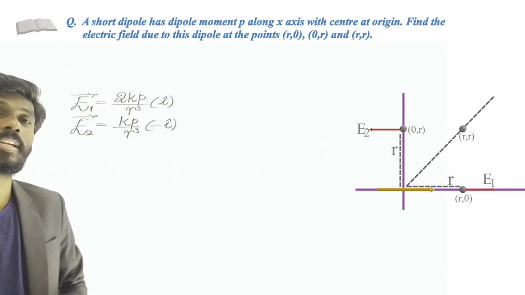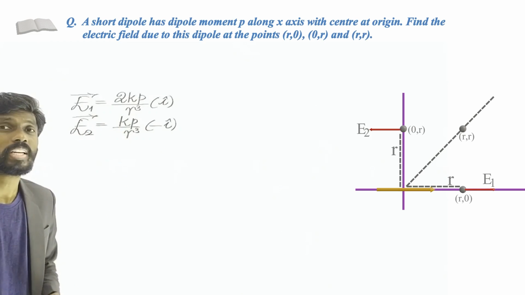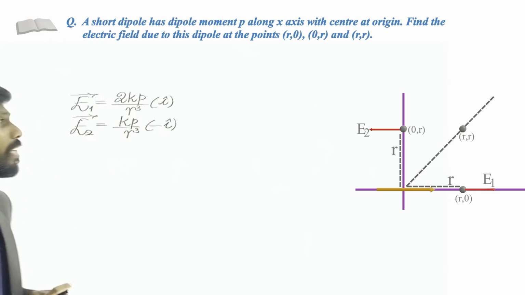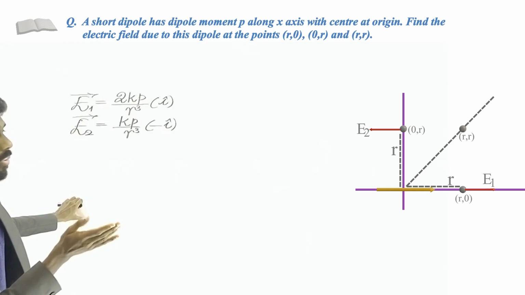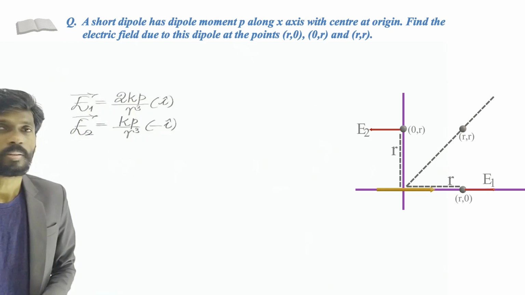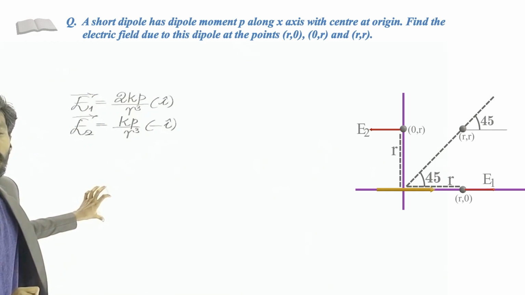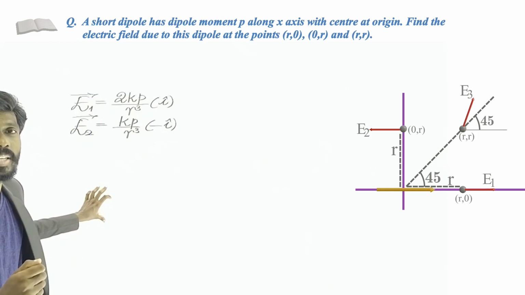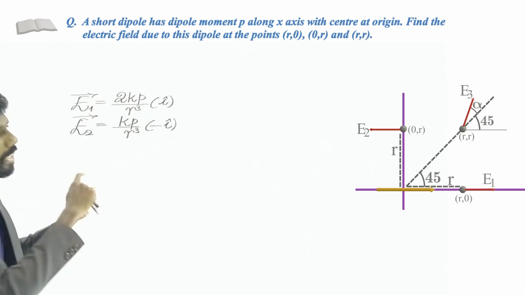So now we have to find the electric field due to the dipole at some random point, (r, r). So we need the angle theta, right? What is the angle made by this radial line with the horizontal? That is theta. Because the point is (r, r), that angle is 45 degree, so that is a straight line making angle 45 degree. So angle theta is 45 degree. Okay, so what is the distance r? But this time r is not the distance. So what is the distance here?